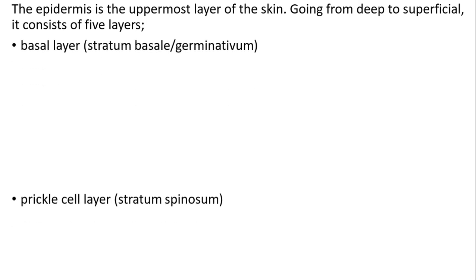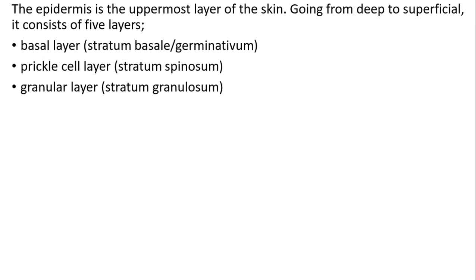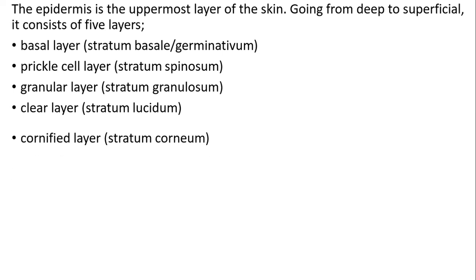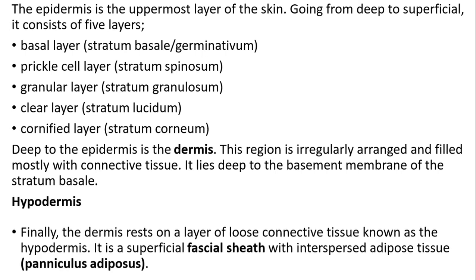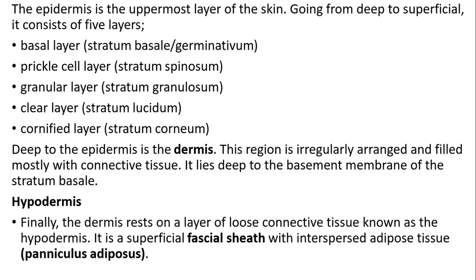The epidermis is the uppermost layer of the skin. Going from deep to superficial, it consists of five layers: basal layer, prickle layer, granular layer, lucid layer and cornified layer. Deep to the epidermis is the dermis. This region is irregularly arranged and filled mostly with connective tissue. It lies deep to the basement membrane, the stratum basale. Hypodermis. Finally, the dermis rests on a layer of loose connective tissue known as the hypodermis. It is a superficial fascial sheath with interspersed adipose tissue.